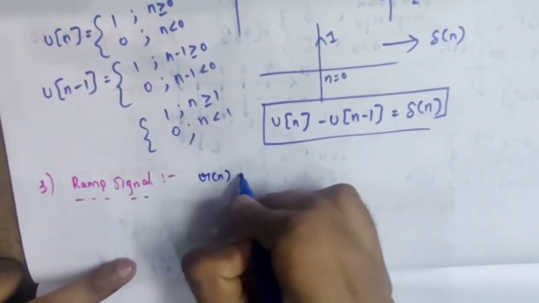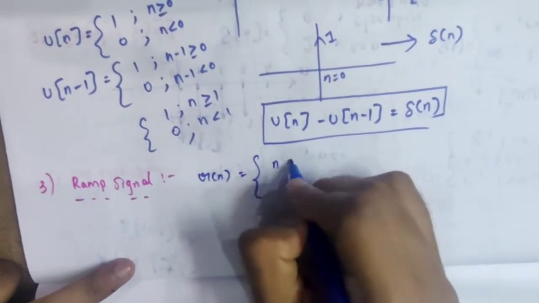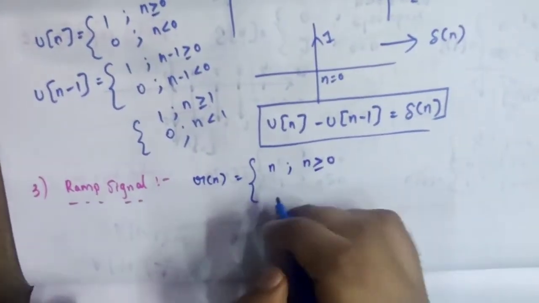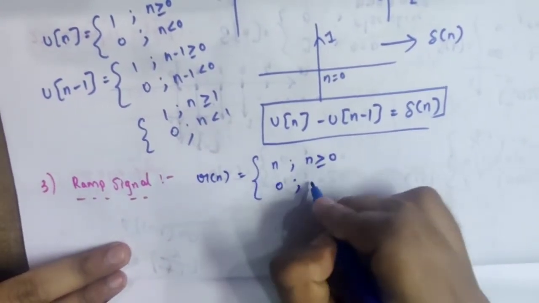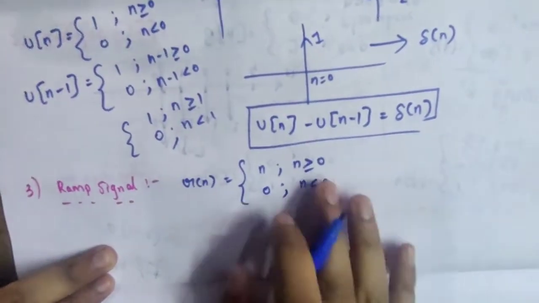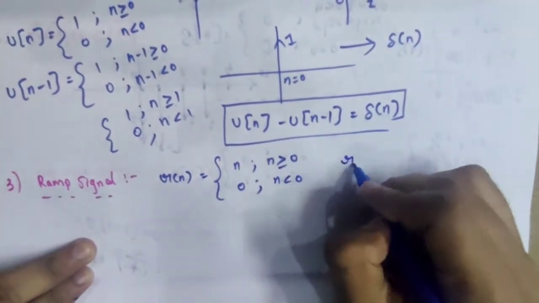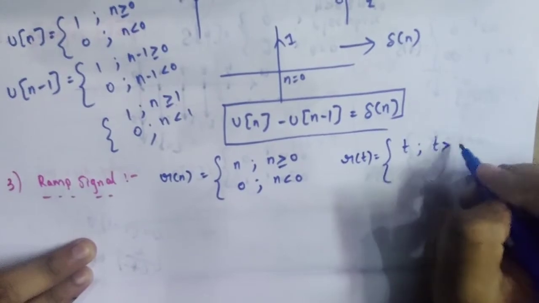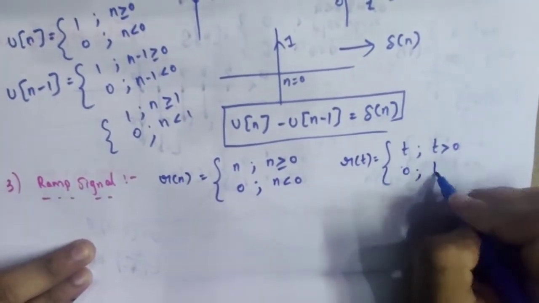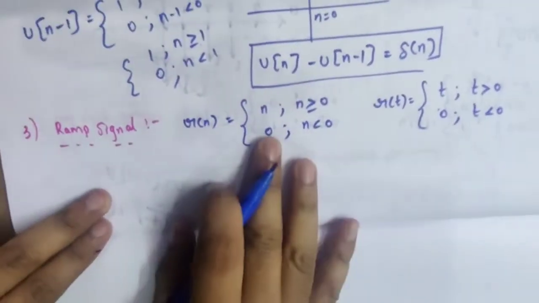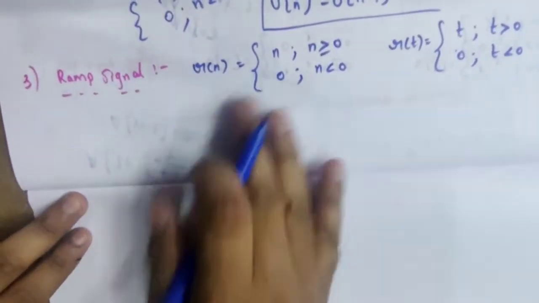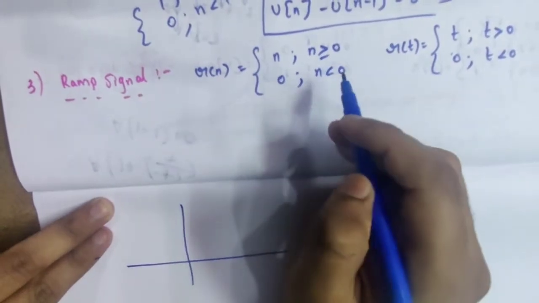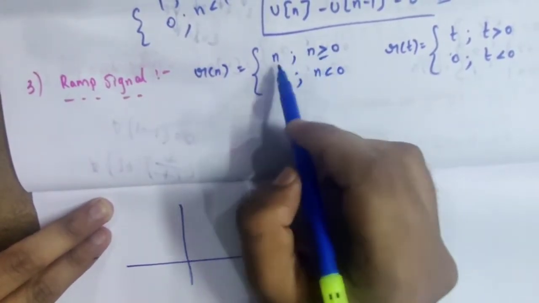r of n is equal to n for n greater than or equal to 0, and it is 0 for n less than 0. This was the definition of the ramp signal, whereas in the continuous domain, r of t is equal to t for t greater than 0, and 0 for t less than 0. So now if you draw the sequence of this ramp signal, how will it be? Only for positive values, this is having value n.